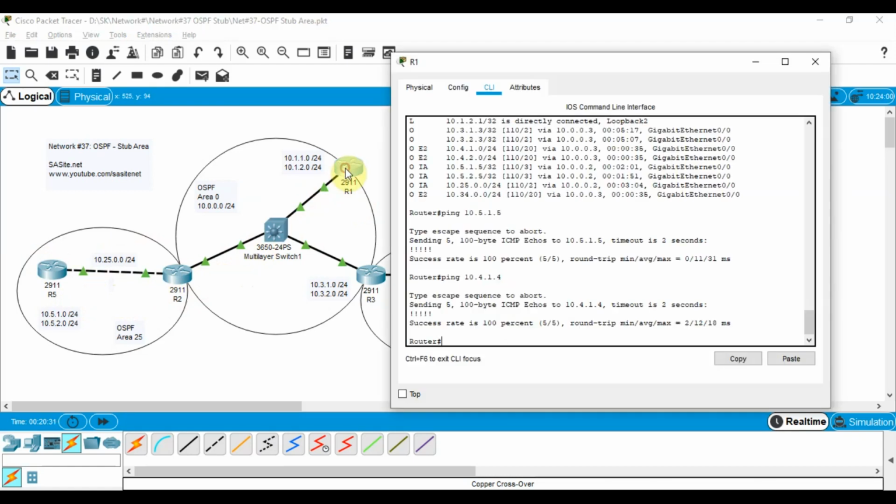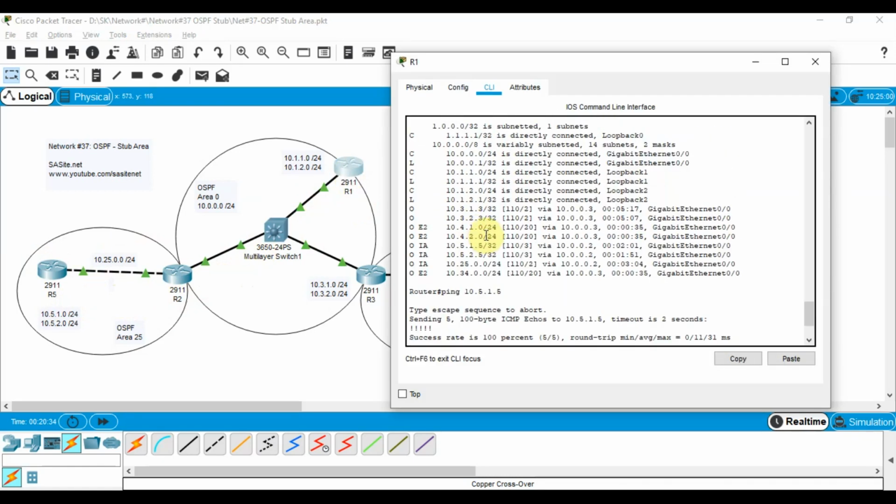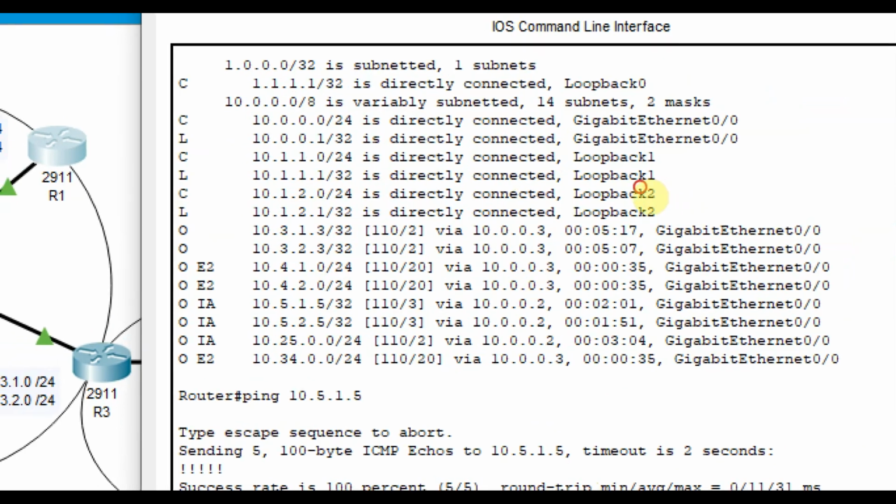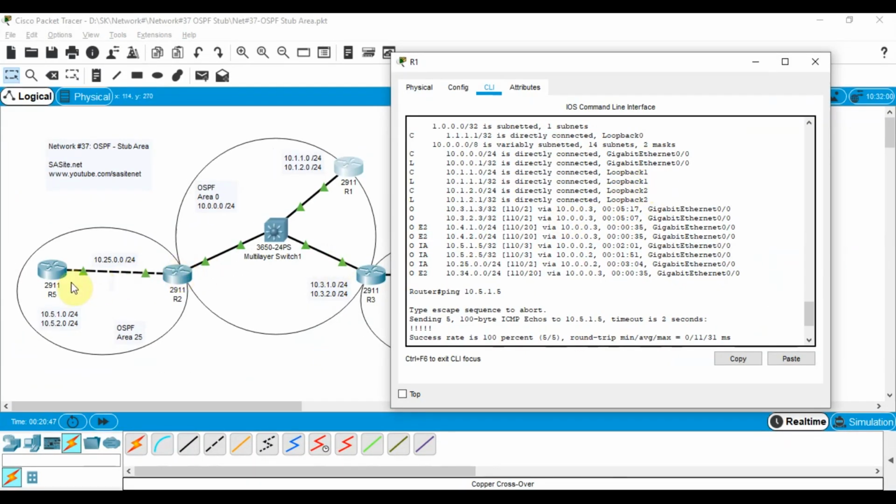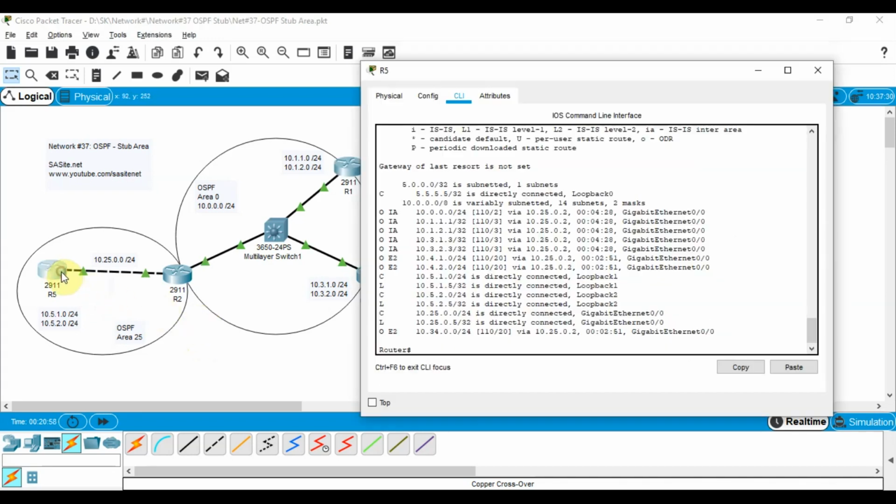So it's not like R1, where we have different kinds of exit points. If we want to reach something, we can go to R3. If we want to go to the network behind R5, we can take R2. But from R5's perspective, we just consume a lot of space in our routing table. To solve it, OSPF has a solution for this. Let's do this configuration and see the difference. So just remember this.